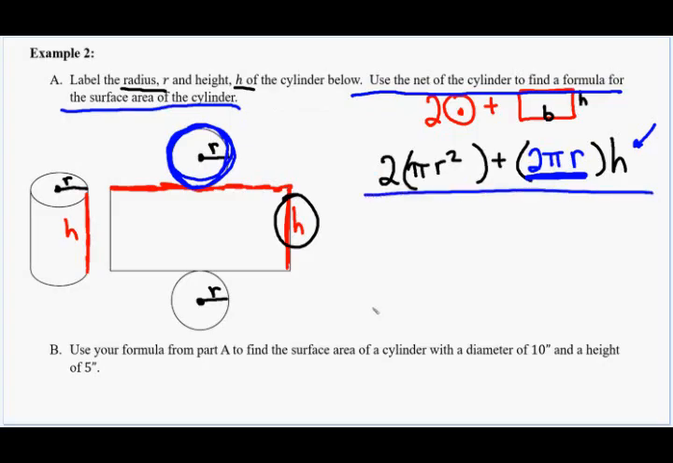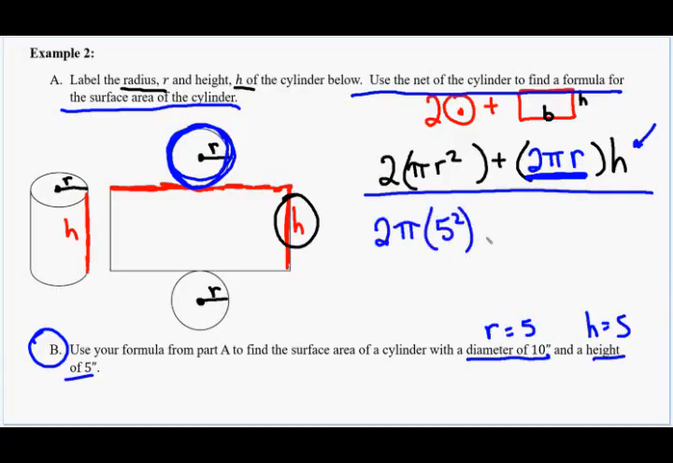Here we have it. And now we're going to plug in some numbers for part B. It says we have a diameter of 10 inches. So if diameter is 10, radius is 5. And the height is also 5 inches. So I'm going to turn the r's and the h's into 5s. And again, this is for part B, but I'm going to do the work up here. So we're going to have 2 times pi times r is 5, and we're going to square it, plus 2 times pi. This r is a 5, times this h is a 5.